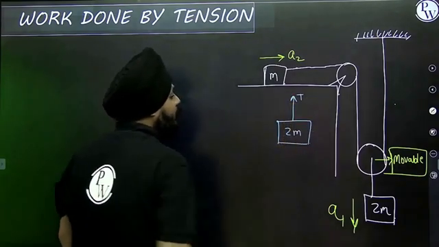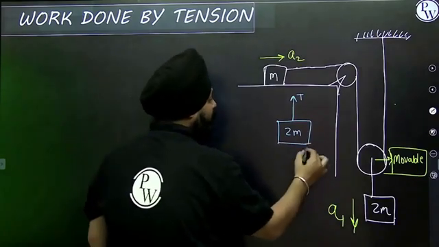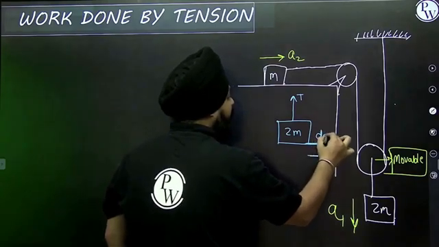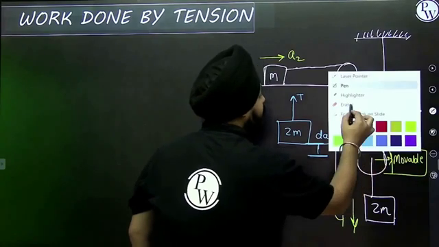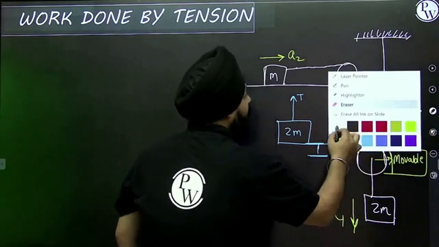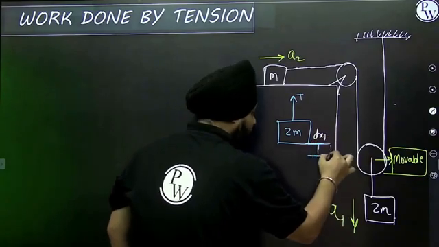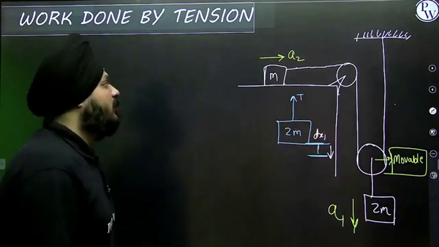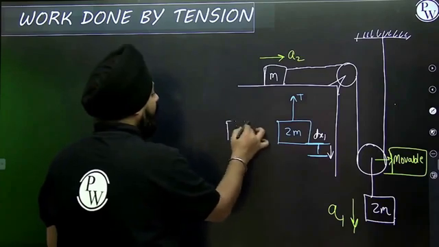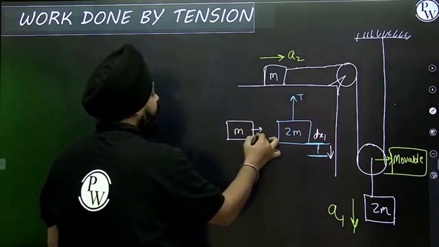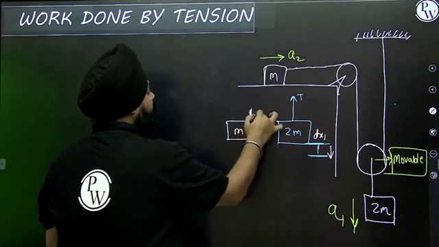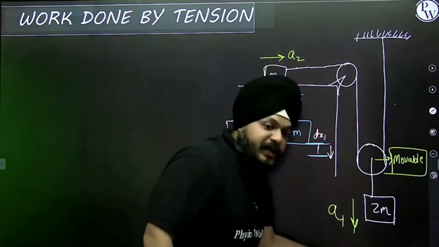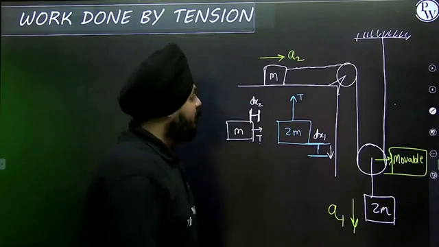Tension, it is in upward direction, right? Now suppose this 2M is taking the displacement, dx1, in the downward direction, slightly displaced by dx1. Similarly, for mass M, the tension is acting in this direction, and suppose it is displaced by dx2 in this direction. 2M is displacing in the downward direction and this is displacing in the right direction.